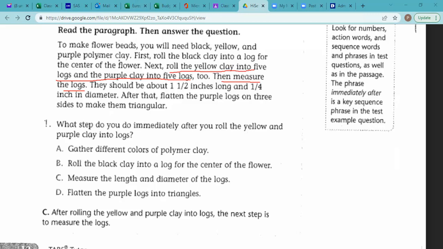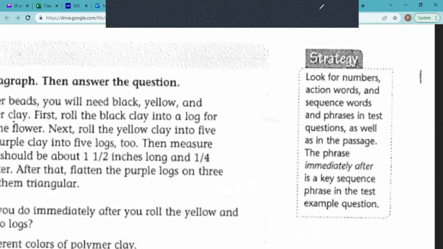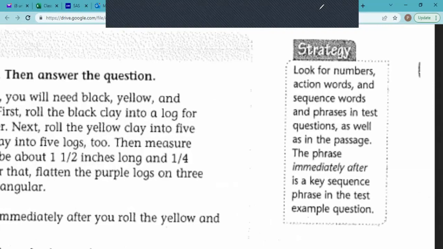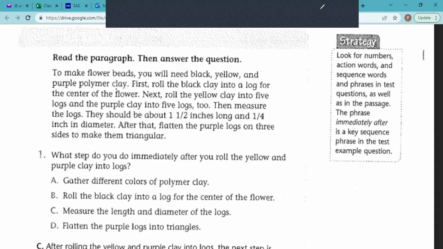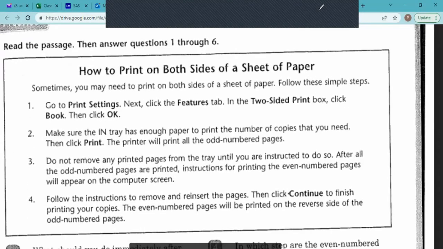Now, let's go ahead and read the test strategy here. Look for numbers, action words, and sequence words and phrases in test questions, as well as in the passage. The phrase immediately after is a key sequence phrase in a test example question. All right, let's take a look at the next reading. I want you to pause your screen and read this.